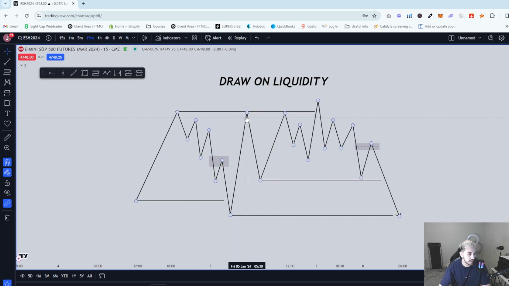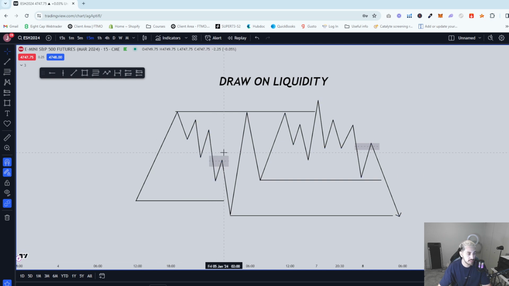Now, liquidity is basically the profitable traders' short or long positions. It's where they put their stops at, and most of the time those stops are going to be found at the swing highs, above swing highs, or below swing lows. For example, I've sketched out a sketch here. Now you have a swing low and a swing high here, and you have internal liquidity as well, right?